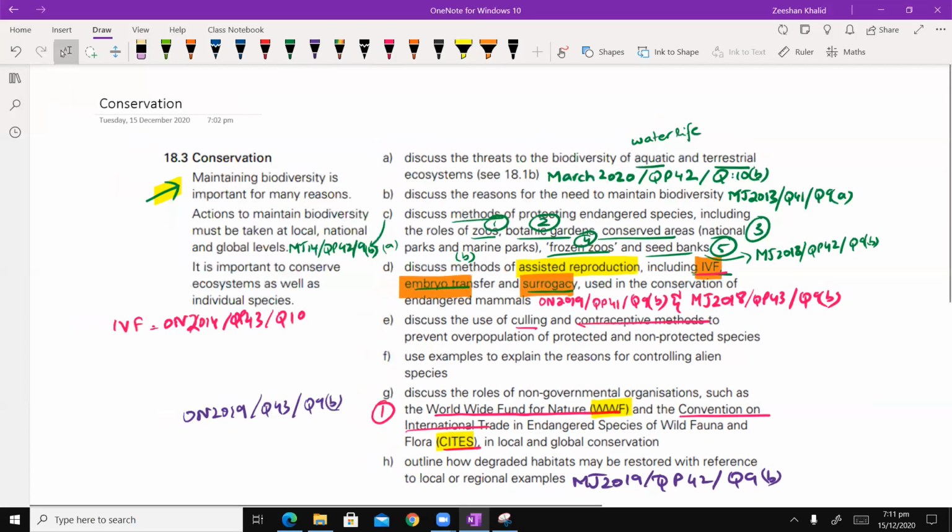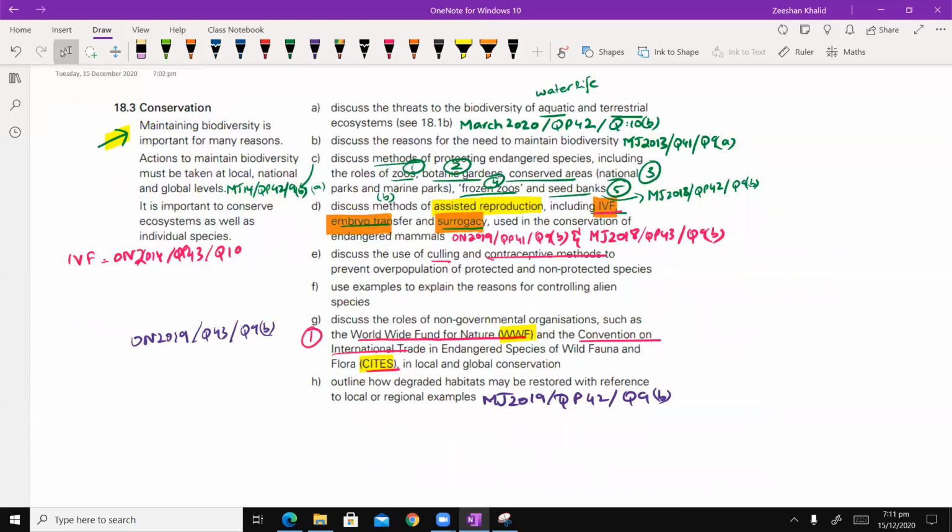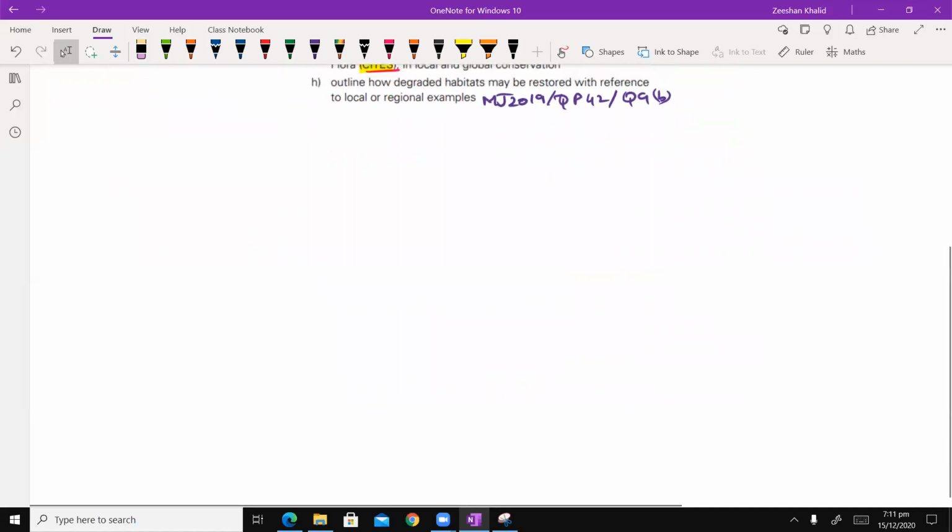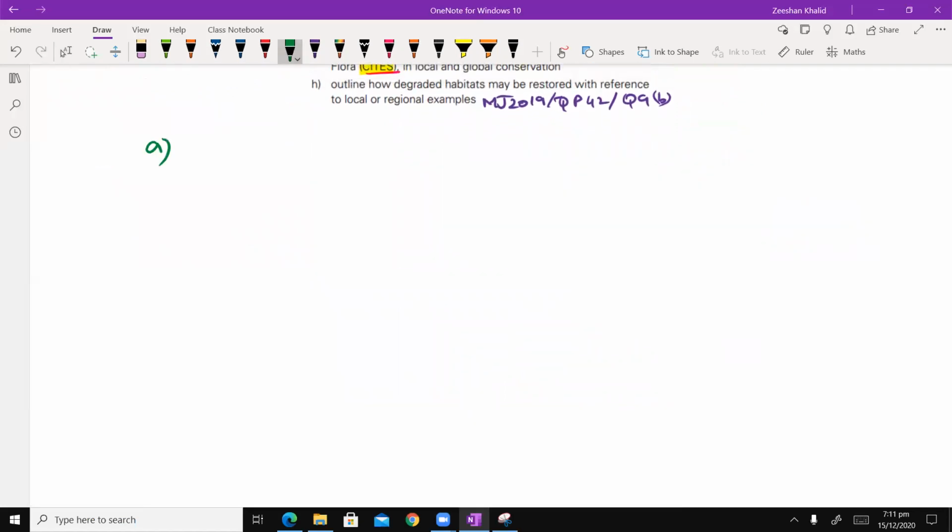Okay. So inshallah, we will begin with the first part, which is to discuss the threats to biodiversity of aquatic and terrestrial ecosystems. I'm going to try to make this as non-boring as I can, with bullet points and web diagrams, so that it's easier for you to remember. So let's look at the A part first, and then we will come to the question for this. So that's the A part, where we are seeing the threats to biodiversity.